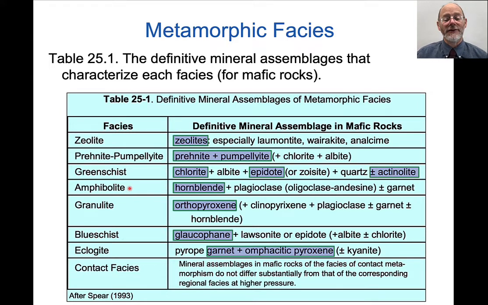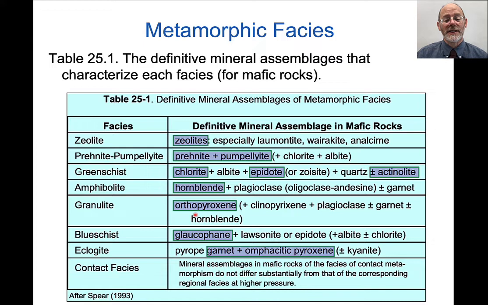The amphibolite facies is characterized by hornblende. It always has a feldspar associated with it. Usually it's an intermediate composition feldspar. If it's an iron-rich rock, it can have garnet. A lot of these will have biotite if there's any potassium, and so on and so on. Lots of different minerals, but the characteristic mineral here is hornblende.